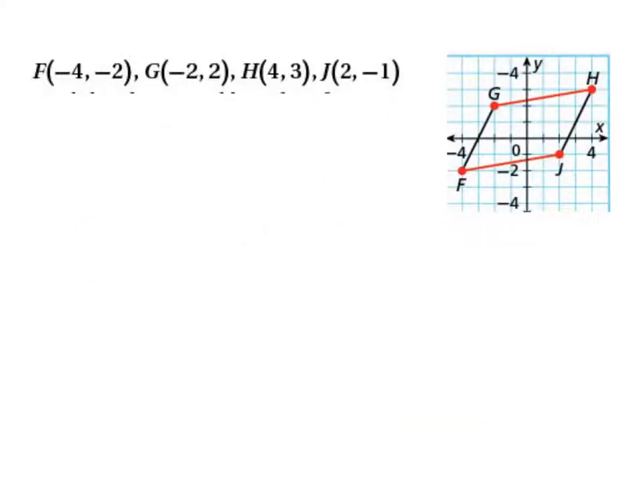Here's one for you to try. I've provided a graph for you as well, and I'm going to tell you the answer right now. This is a parallelogram. So GF has the same slope as HJ, and GH has the same slope as FJ. But I just want to make sure you can get that answer. So go ahead and try it. You can solve it both algebraically and with rise over run if you want, or pick and choose which one. But you should get that this is a parallelogram.